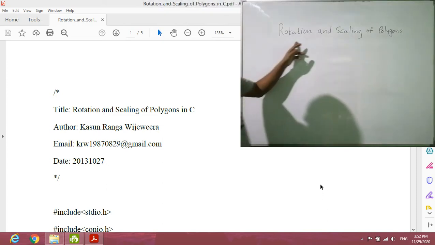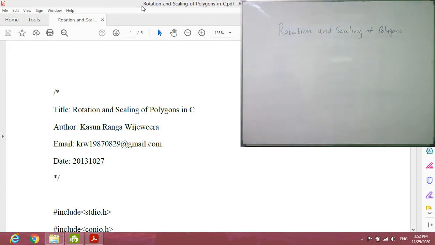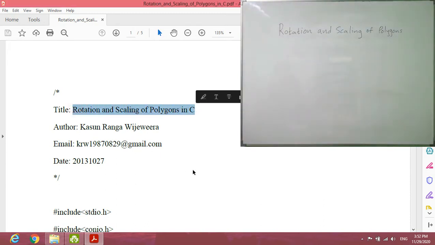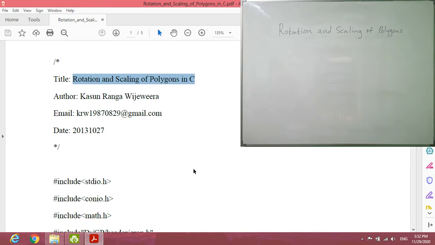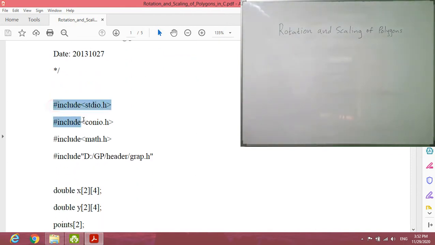I'm going to discuss rotation and scaling of polygons. For this discussion, I use C programming code. I have to assume that you have a basic understanding of C programming. So let's look at these two lines of code.